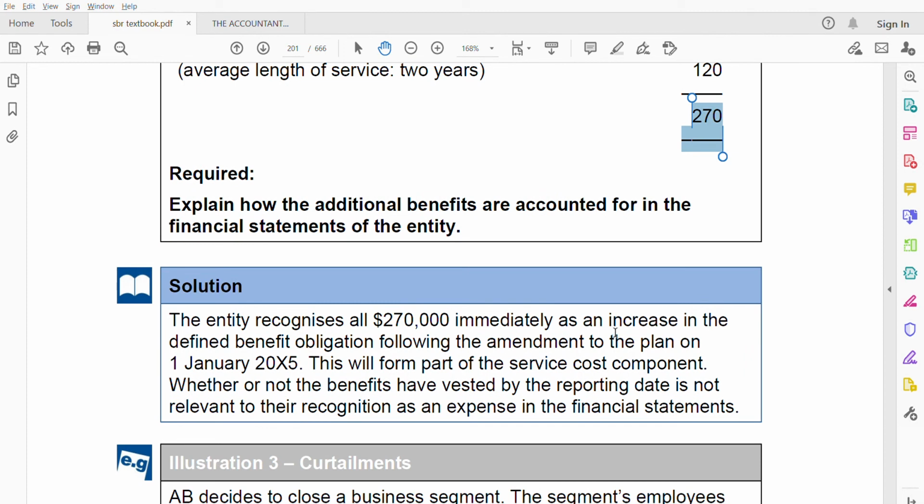Then why are they including the full amount? Because for improved benefits, they should recognize immediately as an increase in the defined benefit obligation following the amendment to the plan on 1st of January 2005. This will form part of the service cost component whether or not the benefits are vested. It does not matter whether they have been there for 5 years or less than that. They still will record the full amount as an increase in defined benefit obligation. It is not relevant to their recognition as an expense. It should be recognized as an expense only, the full amount in the financial statement. That does not matter whether you are there for 5 years or 4 years or whatever. That change, that increment in benefit. Okay.